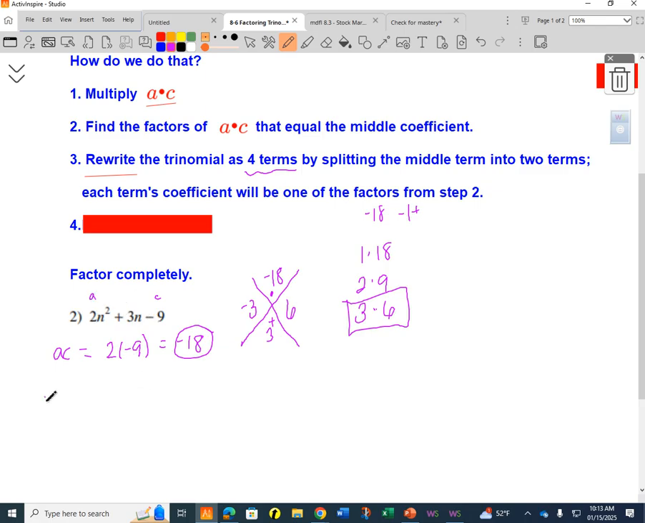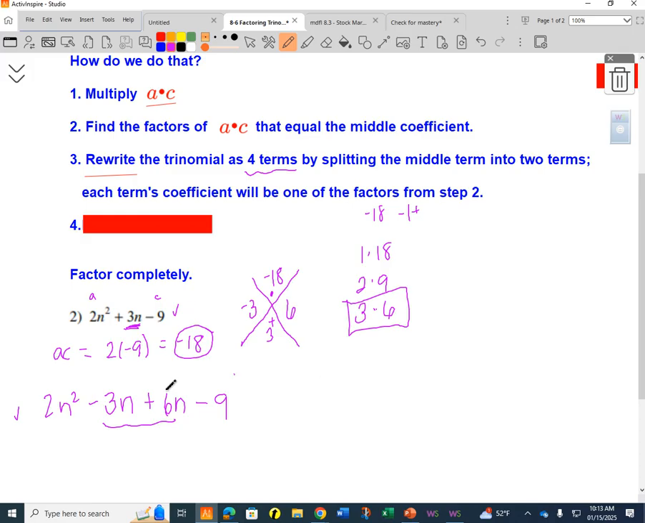So 2n squared is going to be the same. Now we need an expression that equals 3n. So minus 3n plus 6n. Do we all agree that that equals 3n? Okay. And then our last term is always the same. Our constant doesn't change. So we have 4 terms, but it's equivalent to our 3-term polynomial here. Does that make sense, Christina?